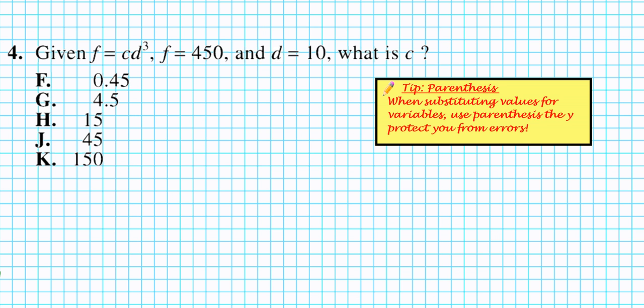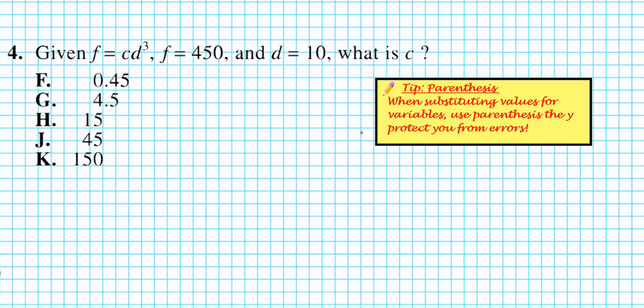All right, let's take a look at question number 4. So 4 says, given f equals cd to the third, f is 450 and d is 10, what is c? Now, one tip I would like to give you concerning parentheses is that whenever you're carrying out substitutions of values into an equation or function, please make use of parentheses. They help prevent you from making mistakes associated with exponentiation or sign errors. Okay, so make ample use of parentheses when substituting.